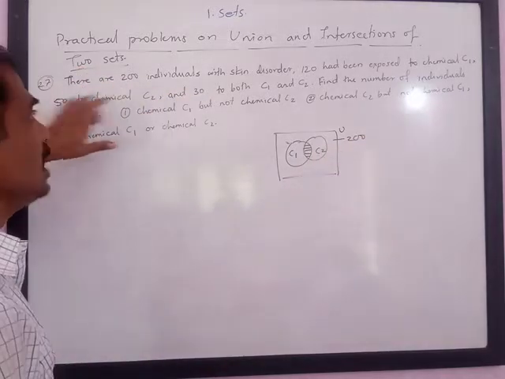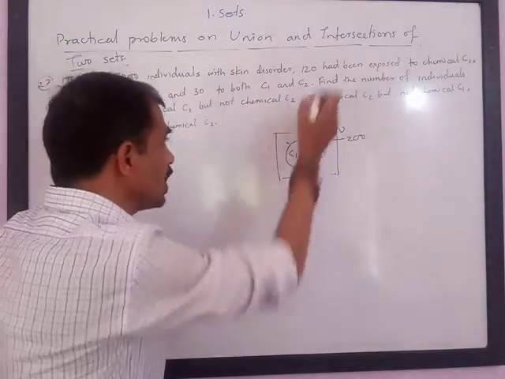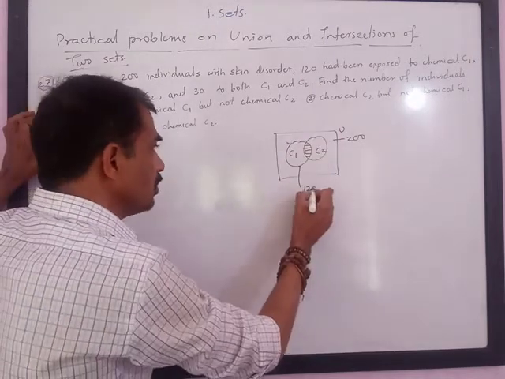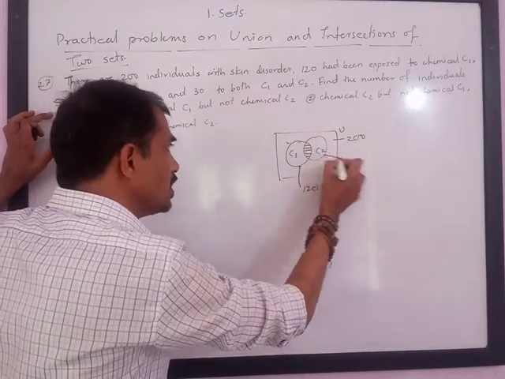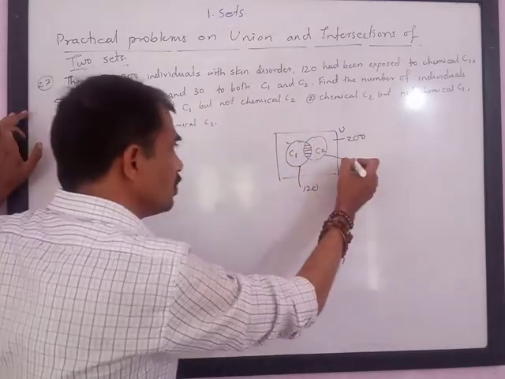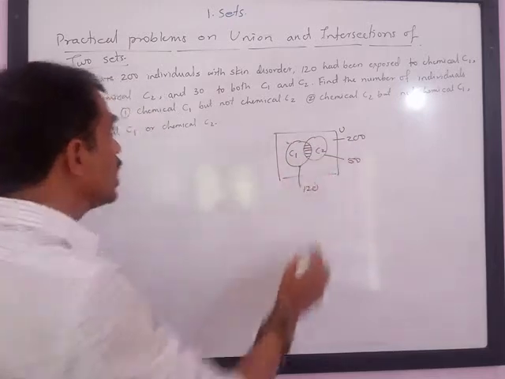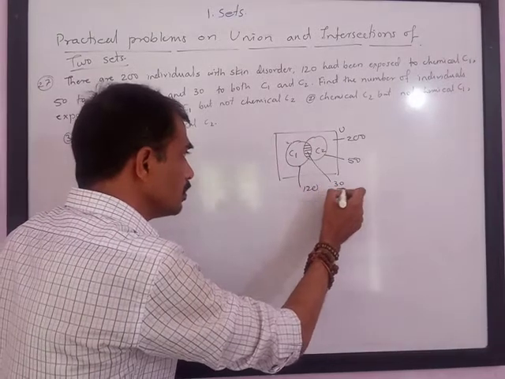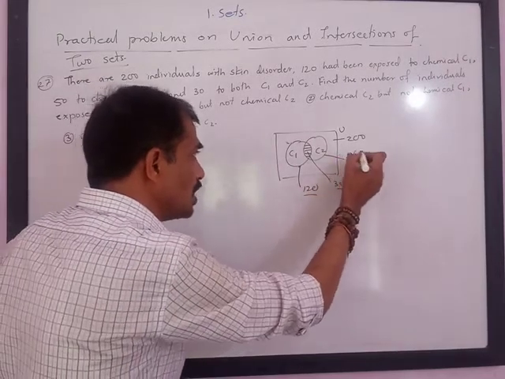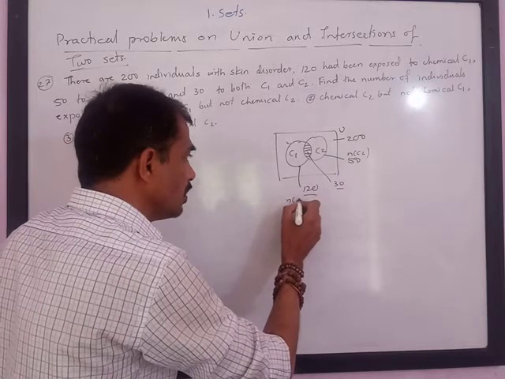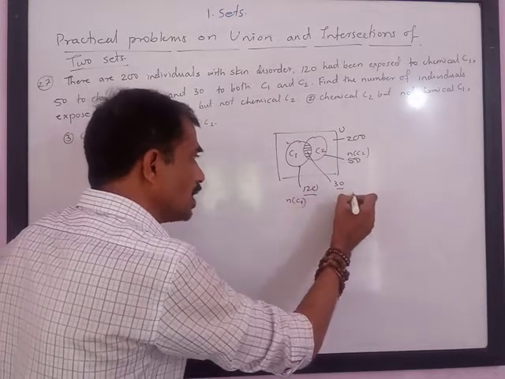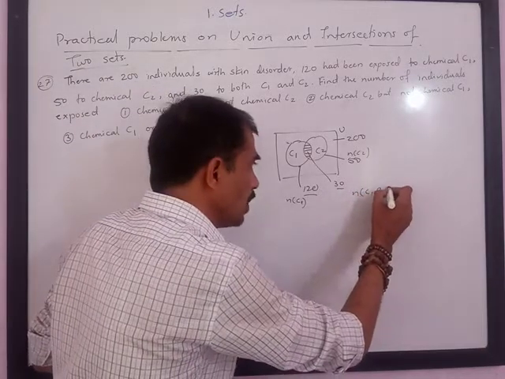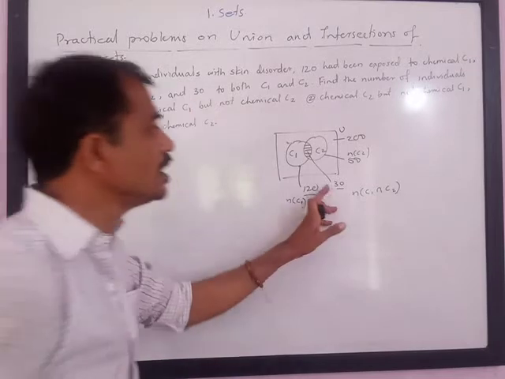Then the number of elements in the first set, exposed to chemical C1, this total circle is 120. The second circle, total circle, is 50, and 30 is common. This is the number of elements in C2, the number of elements in C1, and this is the number of elements exposed to both, that is C1 common to C2. This is given to us as 30.